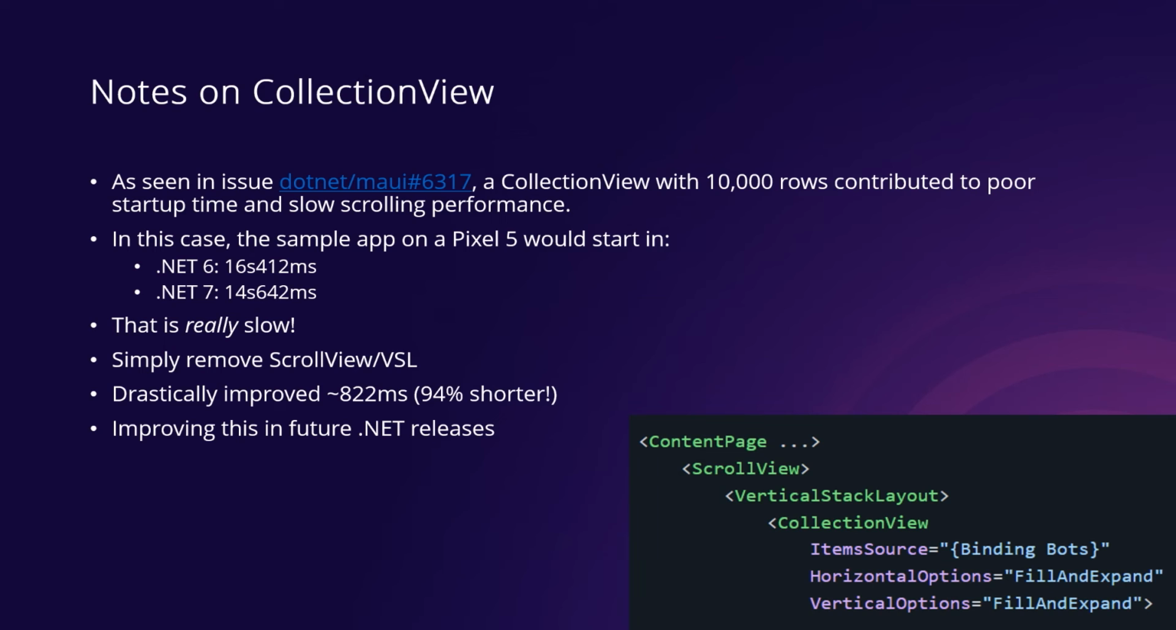In .NET 6, that app is taking like 16 seconds to launch. In .NET 7, we got it a little better, it's 14 seconds, but that is really slow. In this example, we could simply remove the extra scroll view and vertical stack layout for a 94% improvement. Obviously, we don't want people to do this on accident. It seems like an easy pit to fall into, so we're still coming up with ideas of how to make this better. I used things like this back in the WPF days, and I've done this on accident in WPF. So this is something that maybe we can figure out for MAUI.